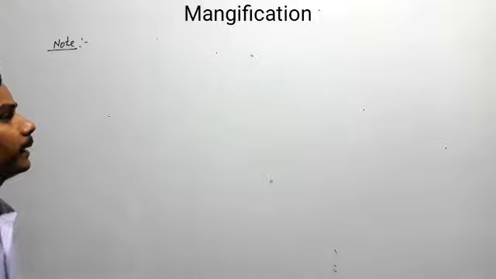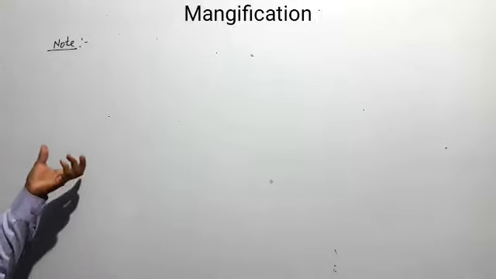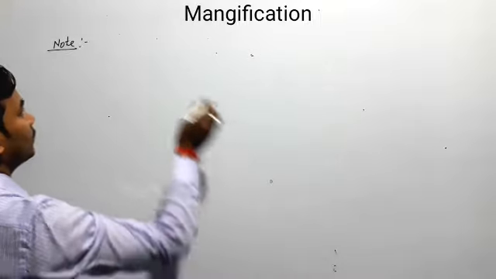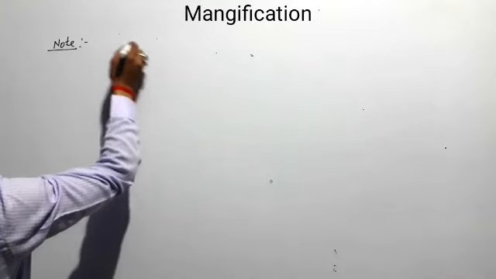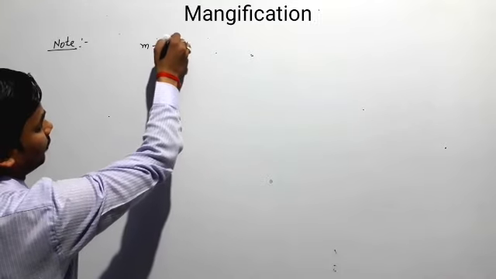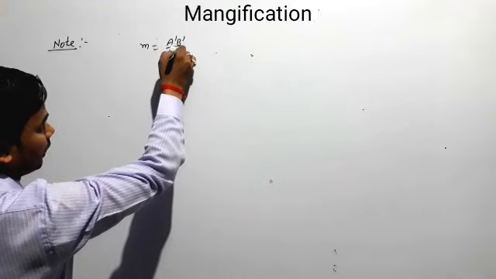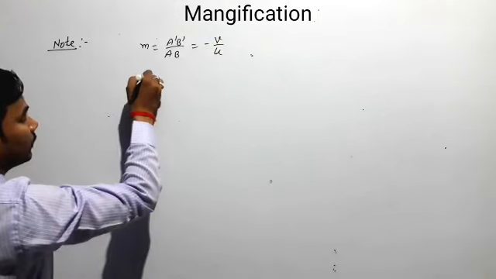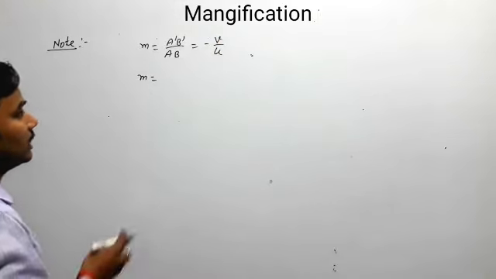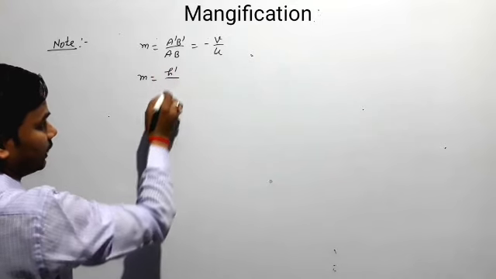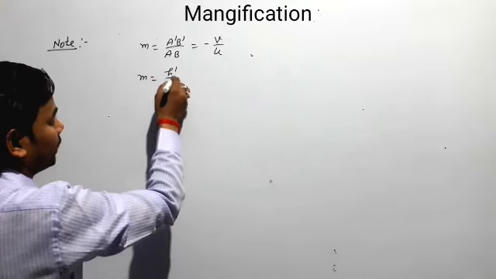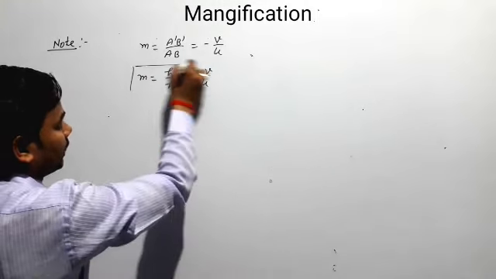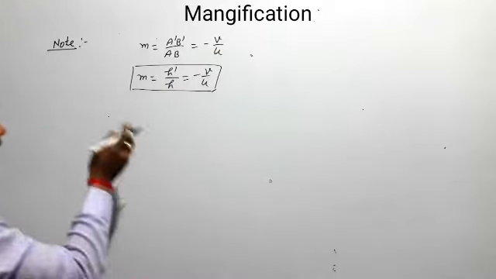Okay, for magnification we will discuss some important terms which are very useful for numericals. Now, the formula for magnification, we know about that. A'B' upon AB equals minus v upon u. We can write the value of A'B', this is the size of the image, so we can write h', and the size of the object we can write as h. So this will be h' upon h equals minus v upon u. Okay, this is the formula for magnification.